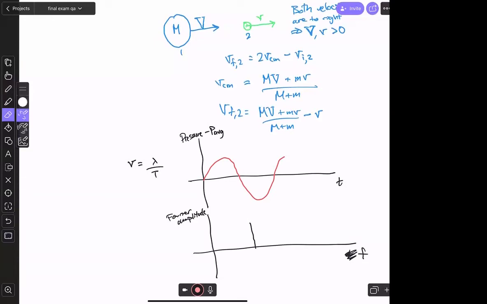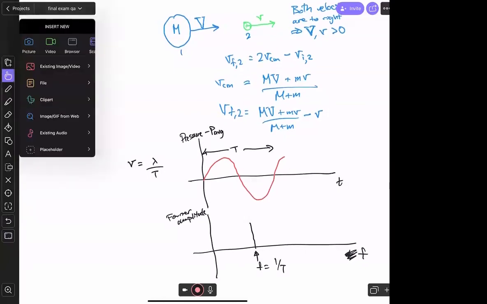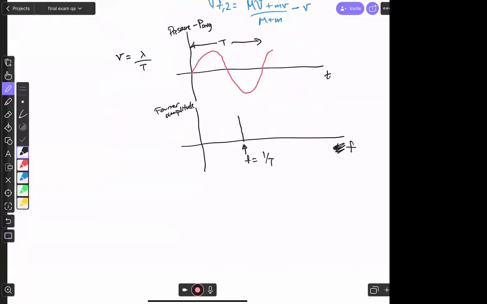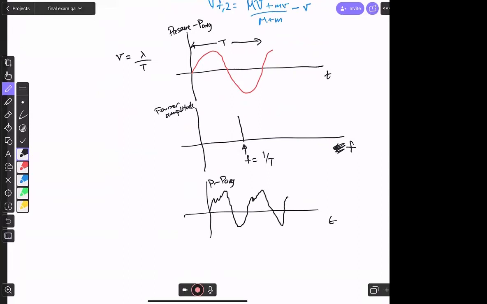And if this period is capital T, then this will be at a frequency equal to 1 over capital T. Whereas if you have a more complicated wave, so now pressure minus pressure average versus time, something more complicated like this, but still repetitive, that's going to give you a Fourier transform.